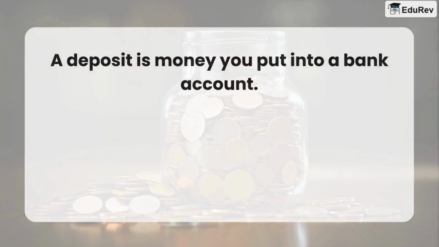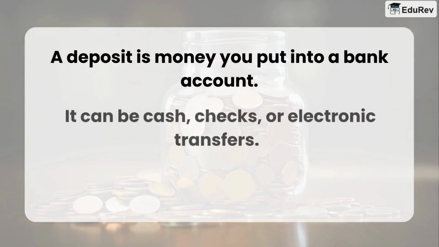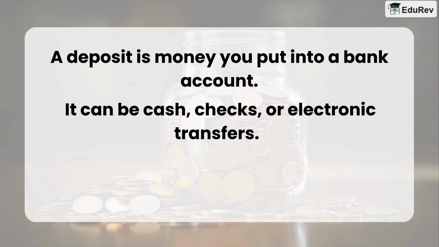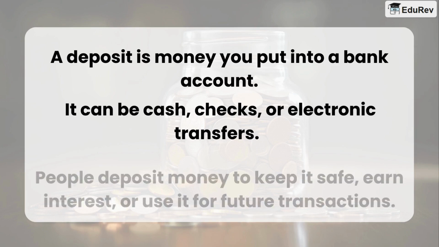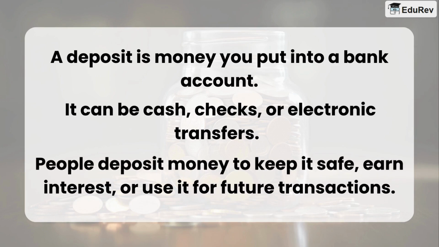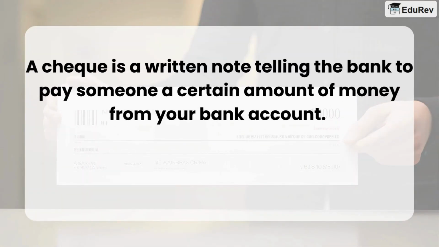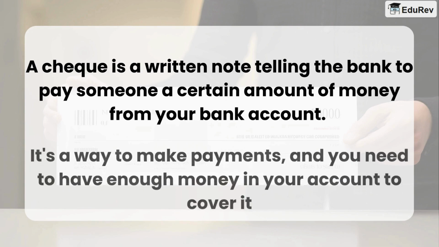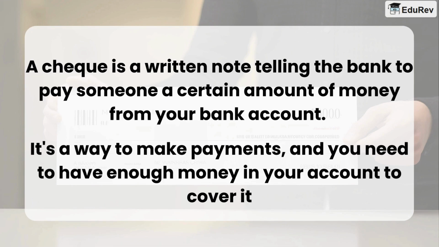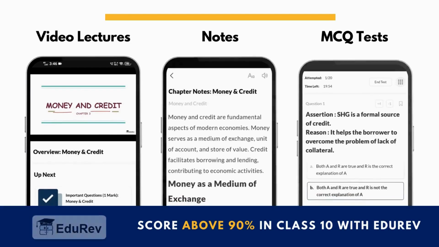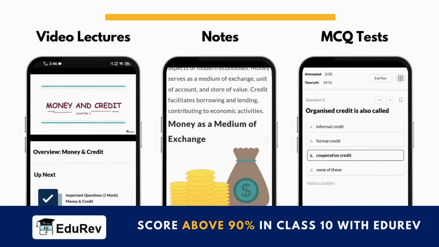Deposit. A deposit is money you put into a bank account. It can be cash, checks, or electronic transfers. People deposit money to keep it safe, earn interest, or use it for future transactions. Check. A check is a written note telling the bank to pay someone a certain amount of money from your bank account. It's a way to make payments, and you need to have enough money in your account to cover it. We hope that you have understood different forms of money.